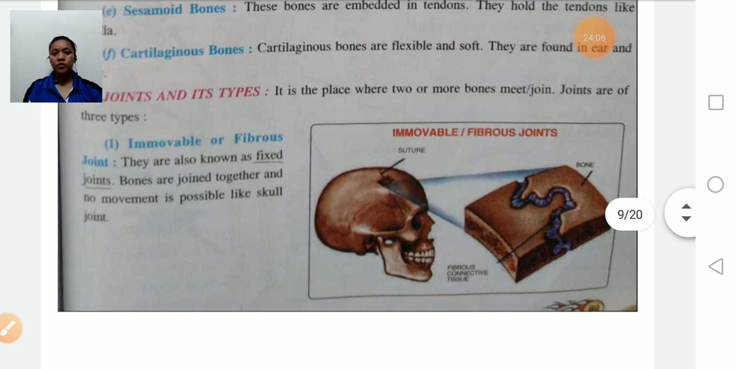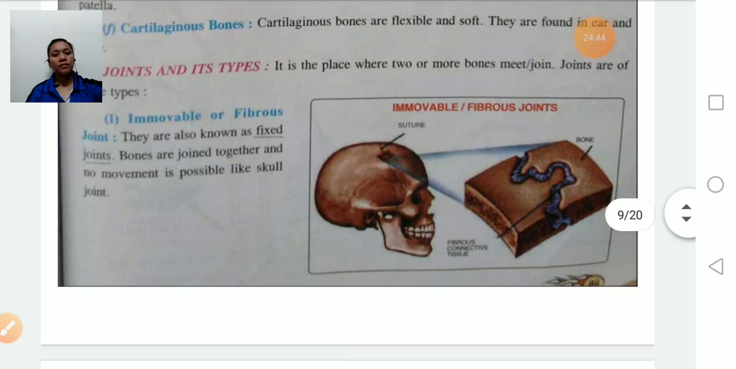The immovable joint is also known as a fibrous joint. These are also known as fixed joints, because the bones are joined together and no movement is possible, like in the skull.